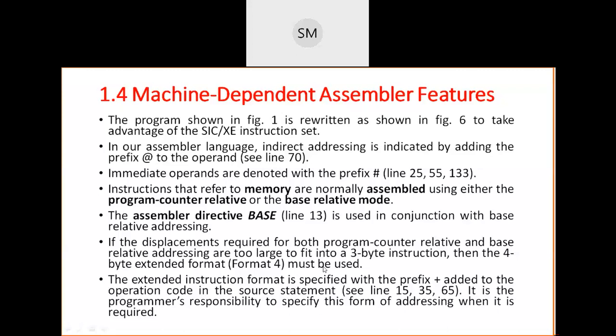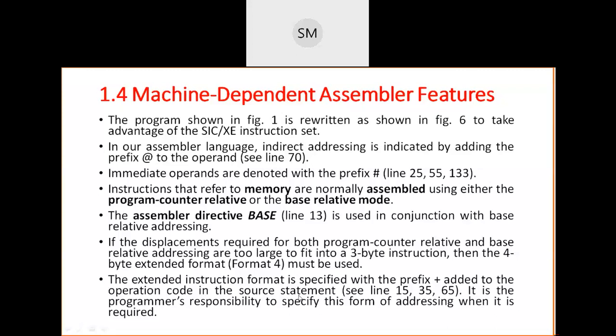If both program counter relative and base relative addressing are not helpful for us, then we should go for the next format, that is format 4. This extended instruction format is specified in the prefix plus added to the operation code in the source statement. So, sir, how to identify? I have to assemble or convert or translate the instruction by using instruction format number 4.